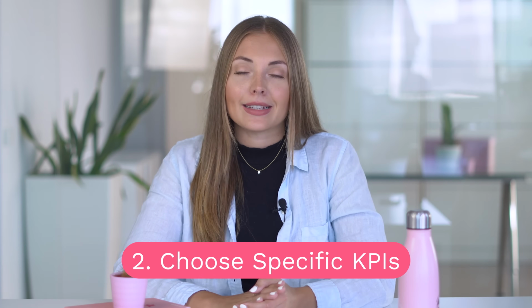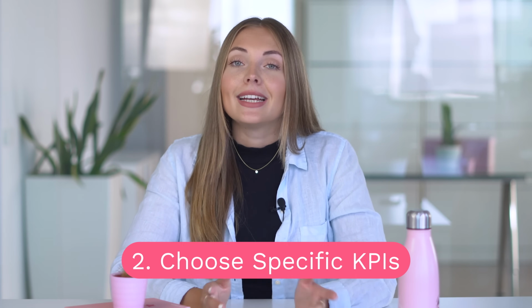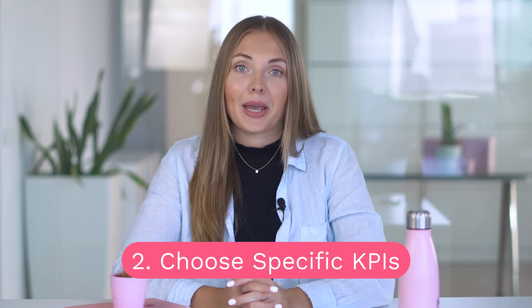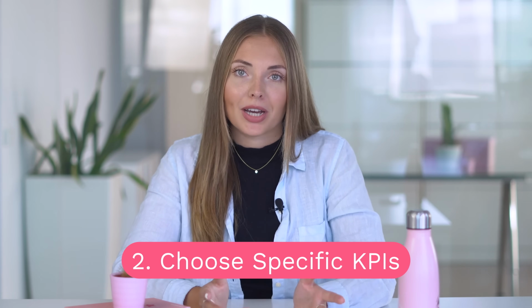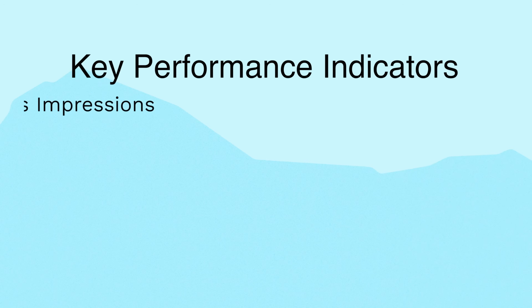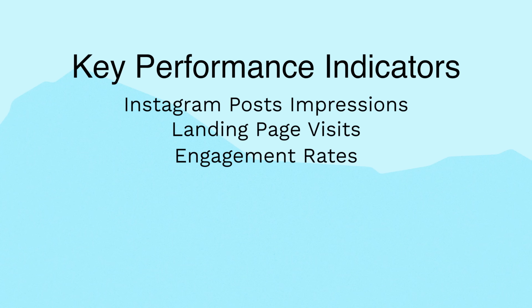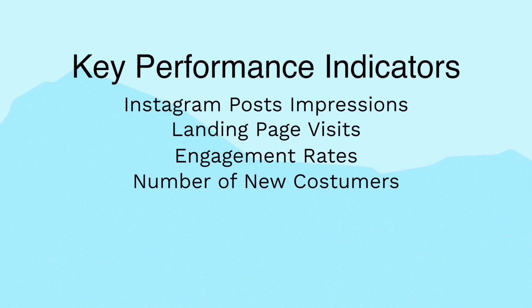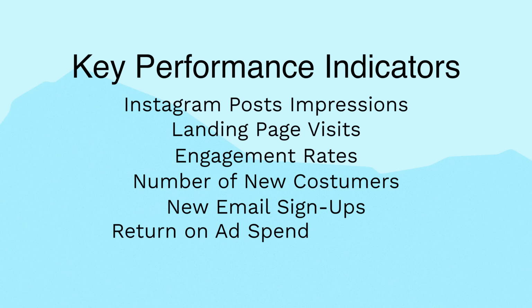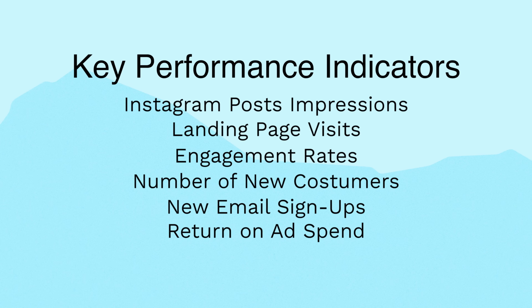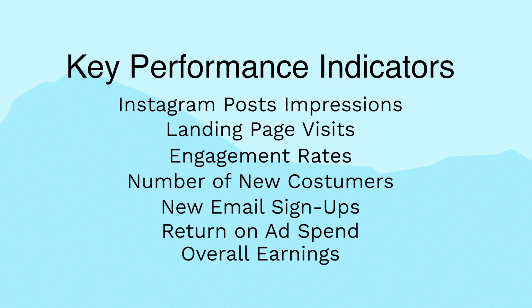Once you've set your goals, you need to choose specific KPIs, or key performance indicators, that you'll use to measure the success of your campaign and track whether you're meeting your objectives. Those KPIs will vary accordingly and can be Instagram post impressions, landing page visits, engagement rates, the number of new customers, new email signups, return on ad spend with creator-generated content, overall earnings, and more. Choose your KPIs and set numeric, specific, and achievable goals for each one.